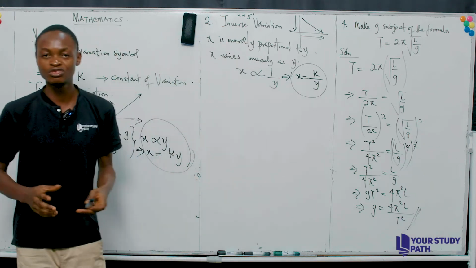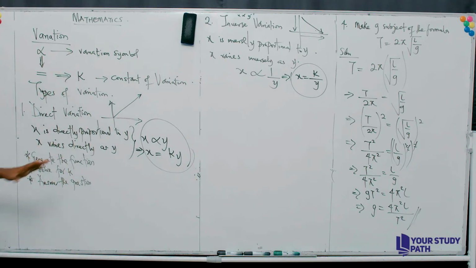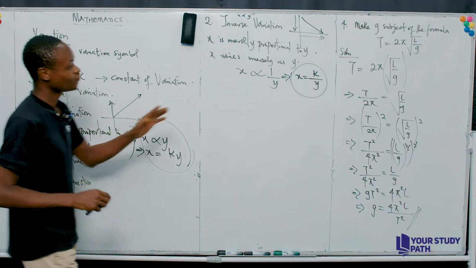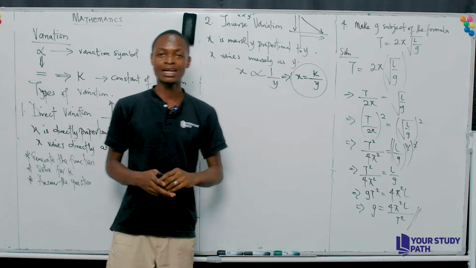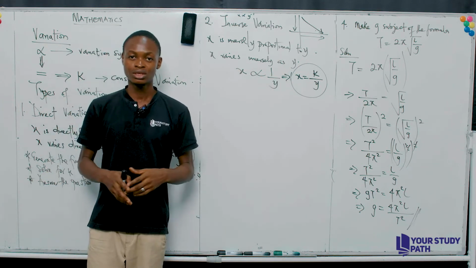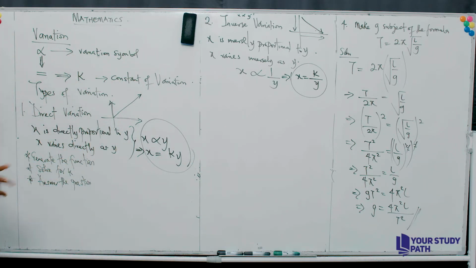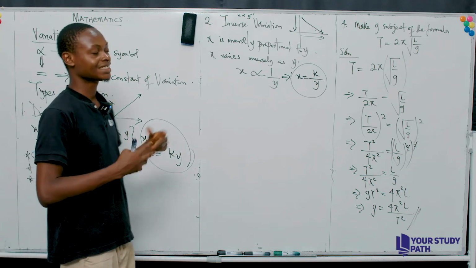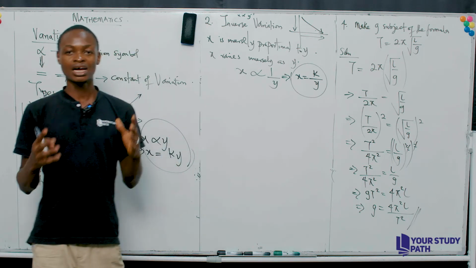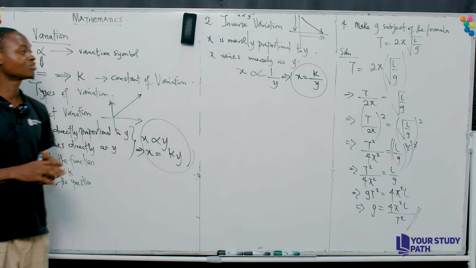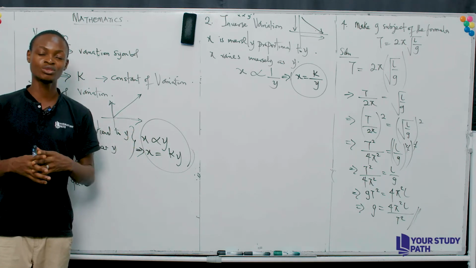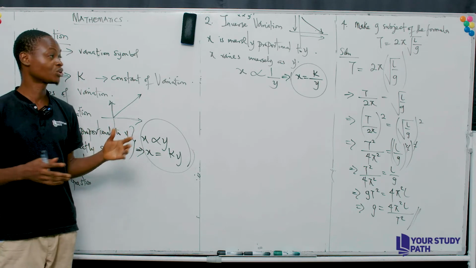I must be able to, for any question given to me, generate the function, find or determine the value of k, and then use that to solve the question. That is very, very important. All these values are very, very important. Direct variation is an increase variation. Inverse variation is a decrease variation, and so on and so forth. Now that we have looked at this, we still have many more types of variations to look at.